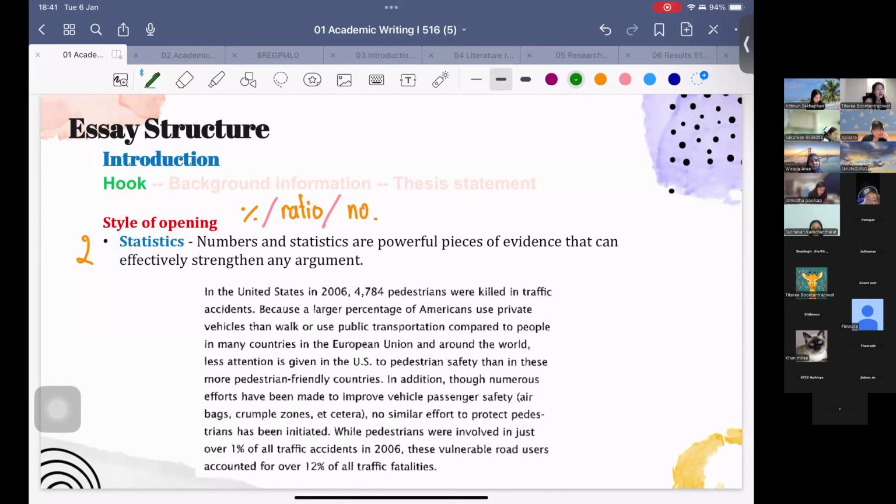Another thing apart from the number is that when you provide the number, please provide interpretation as well. Explain about the number.